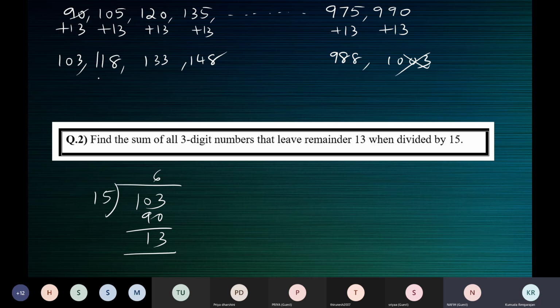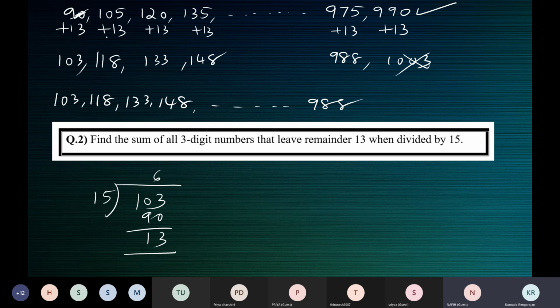So the AP of all 3-digit numbers that leave remainder 13 when divided by 15 is 103, 118, 133, 148, and so on up to 988. So how did we generate this? First, we generate the AP of 3-digit numbers divisible by 15. Let's say you did not take 90. Don't worry about 90 now. Write 105, 120, 135, and so on until 990.